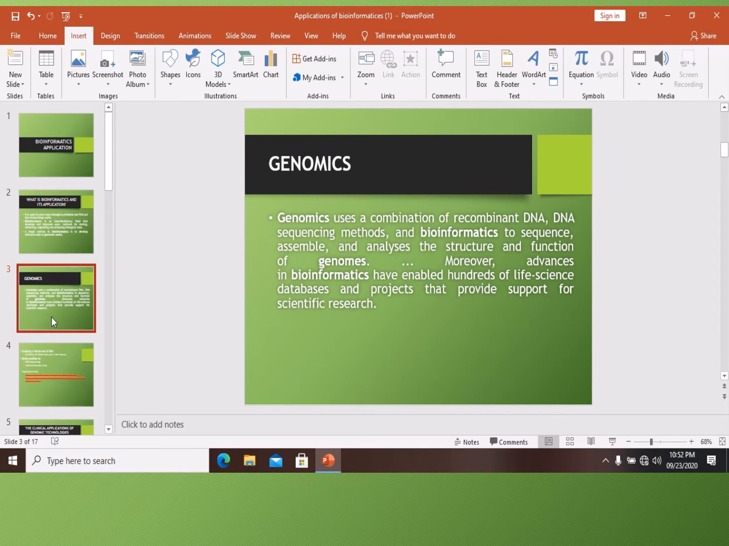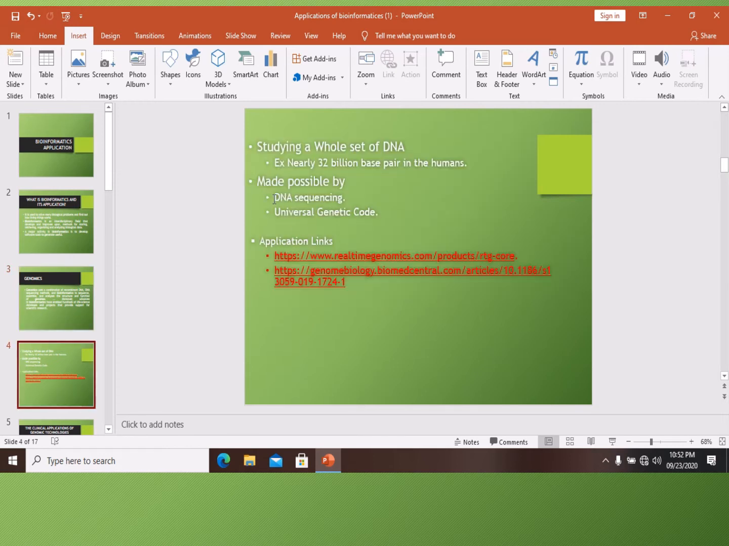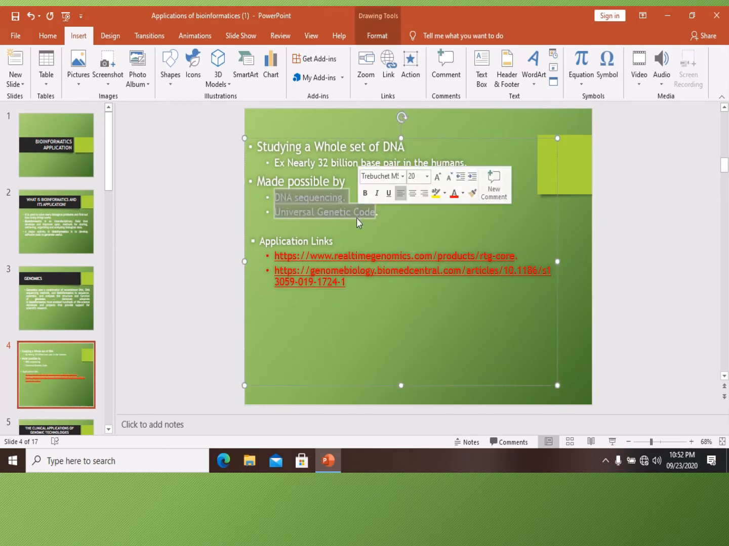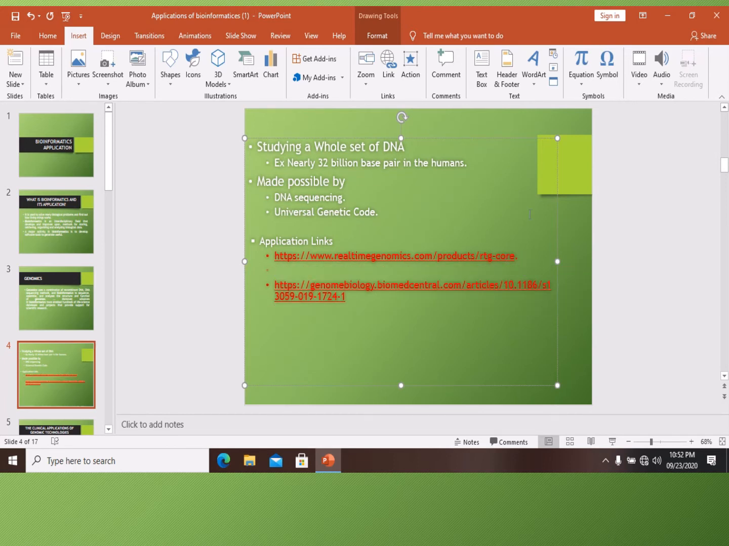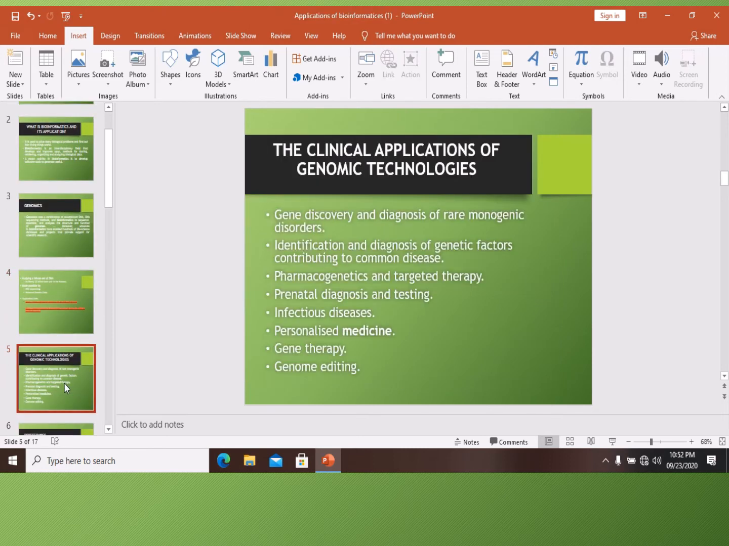From this, a lot of applications are used for DNA sequencing. Some articles have been mentioned here. The DNA sequence plays a major role as the universal genetic code, and this is an application article. Kindly go through this article and you will get a clear idea of how genomics works. The clinical applications of genomic technology have been mentioned here. These are the clinical applications, kindly go through this.